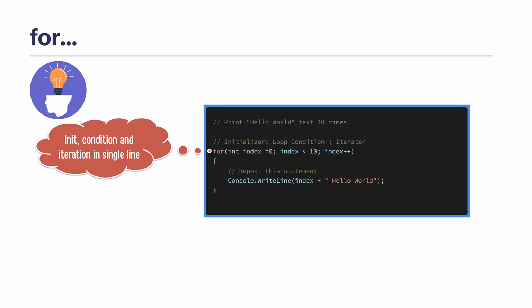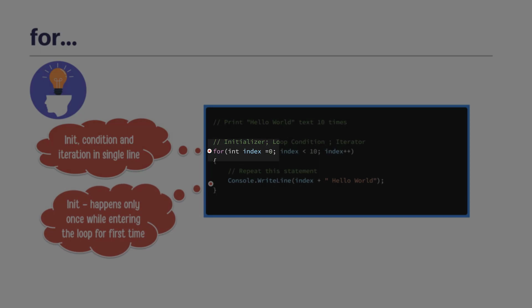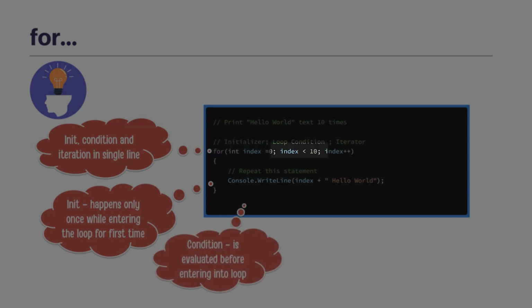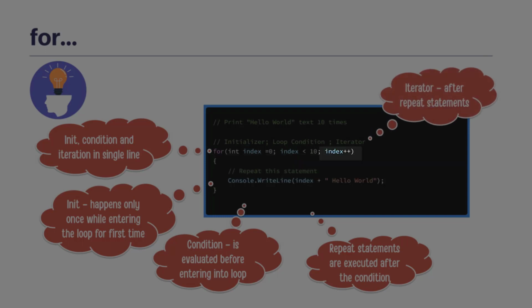Let's now see how the code is executed. Firstly, the initializer section is executed. After the initializer, the condition is evaluated. If the condition is true, then the code block inside the curly brackets is executed. Once a single iteration is done, the control goes to iterator part of the for statement.